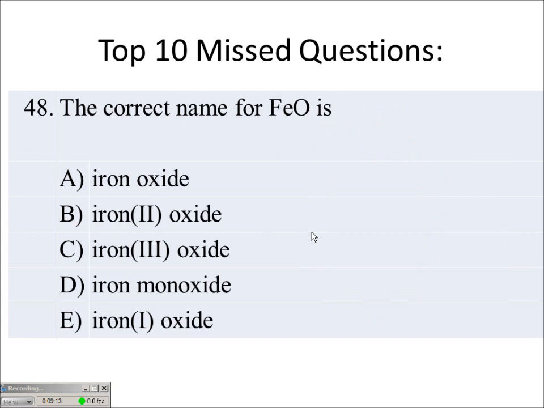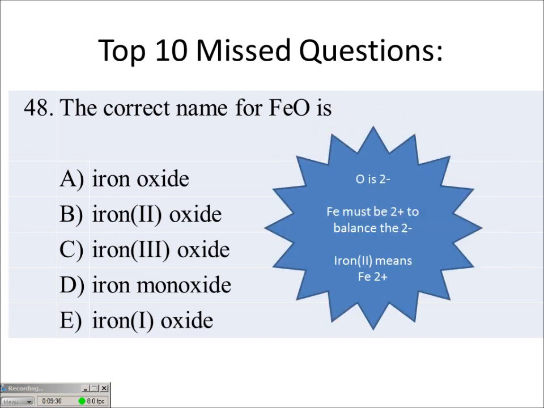The correct name for iron oxide, FeO, is... there's just 1 iron there. There's no 2 here, there's no 3 here, nothing. It's just 1 iron. So that means the iron has to be +2 to make this whole thing neutral. So iron 2 oxide is the best one. Iron is one of those type 2 or ambiguous elements that has multiple charges possible. That's why you have to specify iron 2.